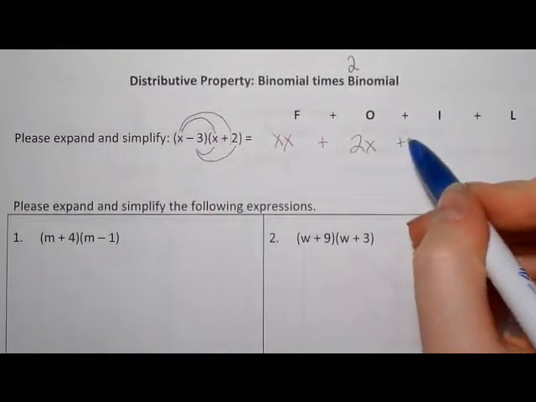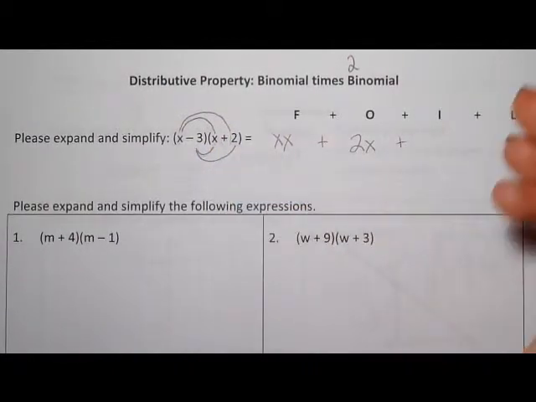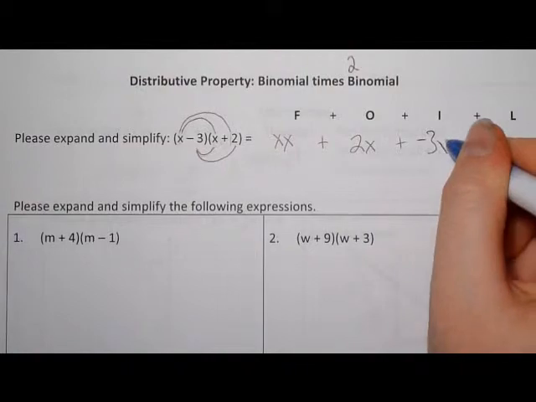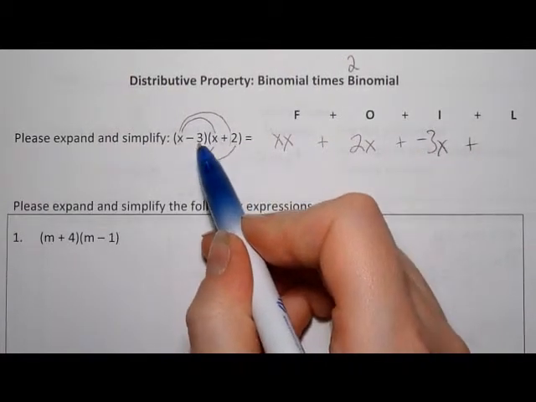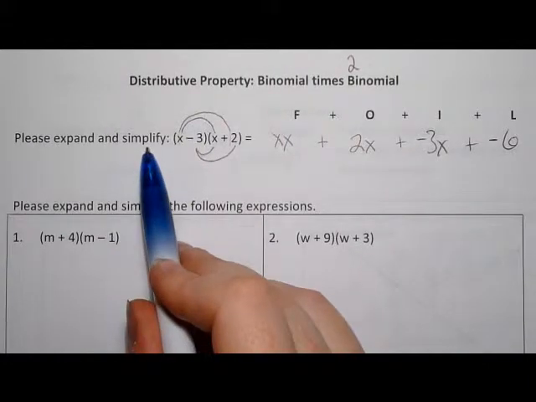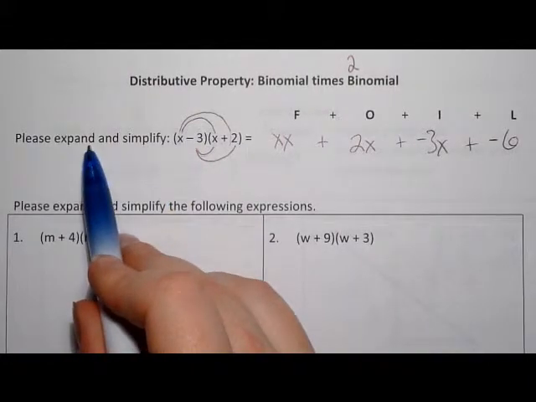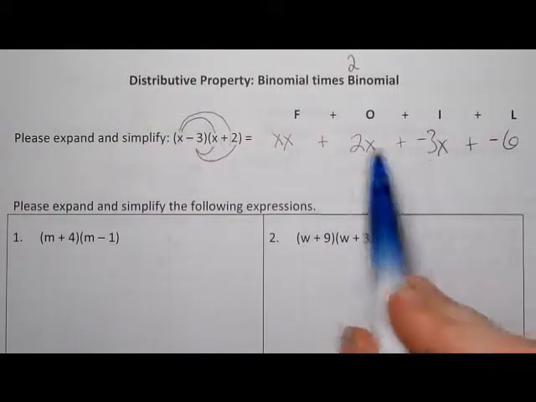I'm going to add to this my inner terms, negative 3 times x, so negative 3x. I'm going to add to this my last terms multiplied together. Negative 3 times 2 is negative 6. Now I'm going to simplify. FOIL is used to expand. Then I simplify by combining like terms.